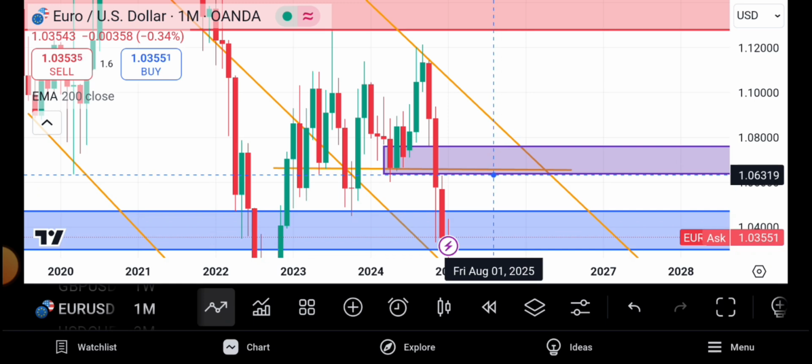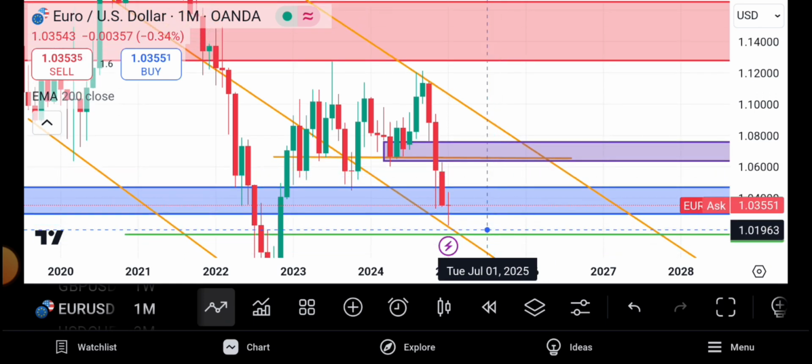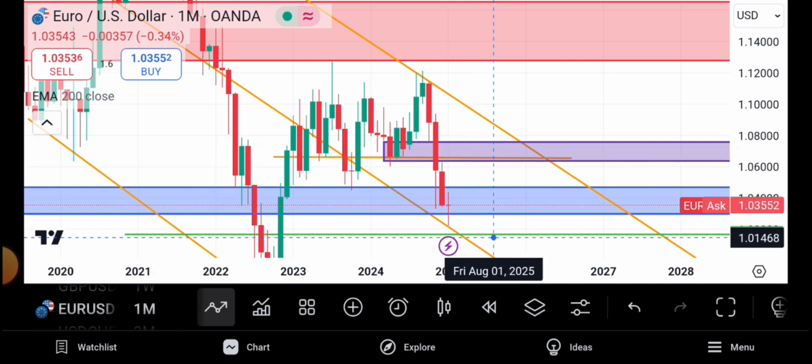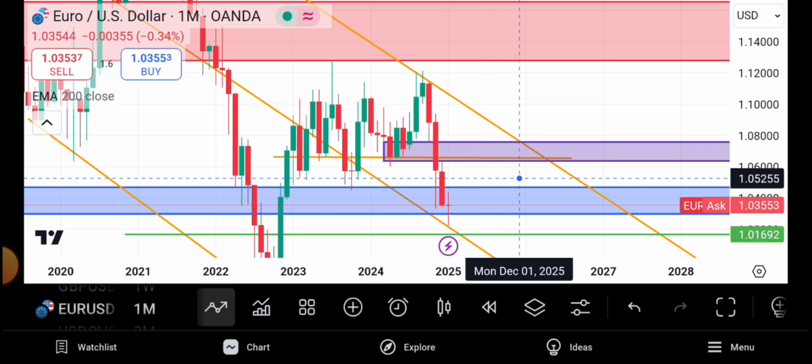That is for sure. I know it will take time, but at the end of it all, we are coming down here. Let me just say it again: around 1.01692. EUR/USD, we are coming to that zone.